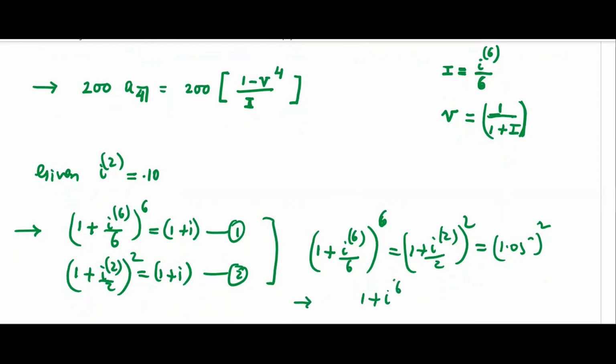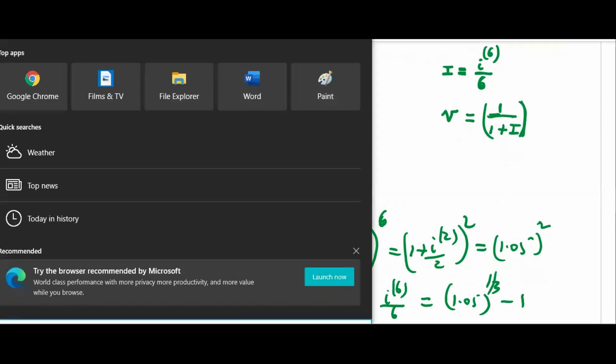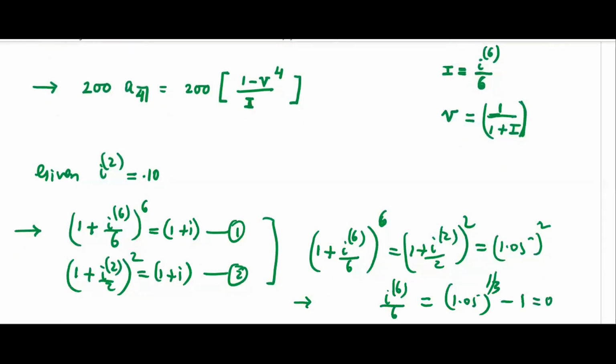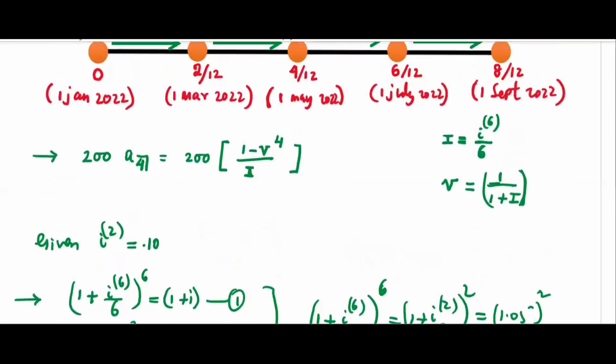1 plus i6 divided by 6 is equal to 1.05 power 1 by 3. Then you subtract 1. You will get i6 by 6 directly. So let me find it. i6 by 6 would be 0.01639. 0.01639.